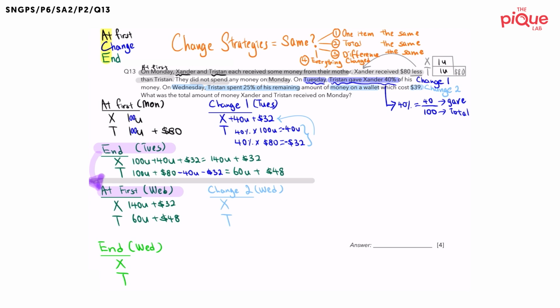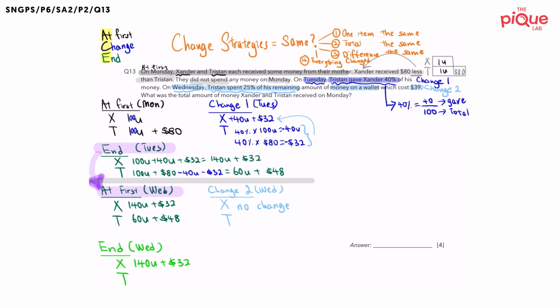Now, let's return to the question to identify change 2. On Wednesday, Tristan spent 25% of his remaining money on a wallet which cost $39. Let's fill this information into our setup. Since this part of the question focuses on Tristan, it also tells us that nothing changed for Xander. So, we can copy and paste Xander's amount from at first Wednesday to the end of Wednesday, and note under the change column that Xander remains unchanged.